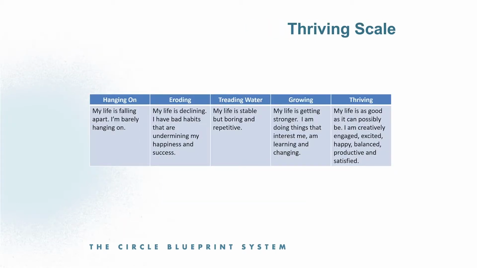The next big idea is the thriving scale. The thriving scale focuses on the condition of your life. So we want you to think about your life in terms of its overall condition. And we'd like you to give yourself a number. So a number 1 on the thriving scale is, I'm hanging on by my fingernails. What does that mean? My life is kind of always falling apart. I'm barely managing, barely hanging on.